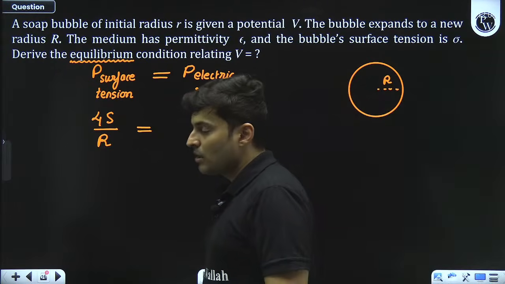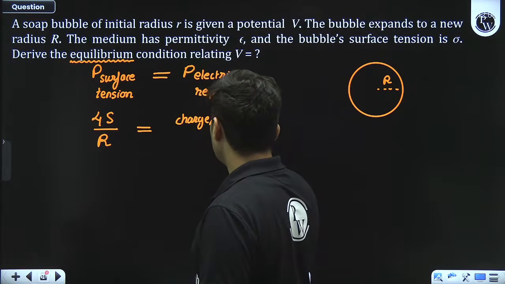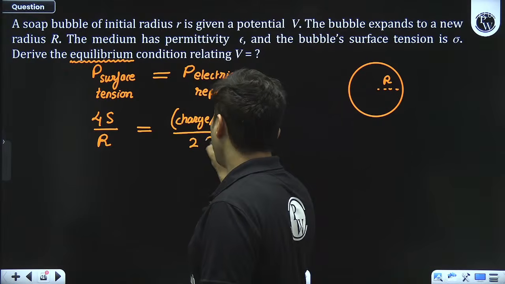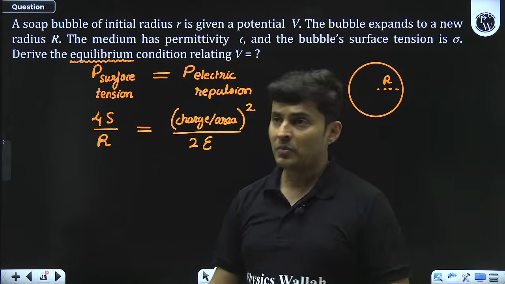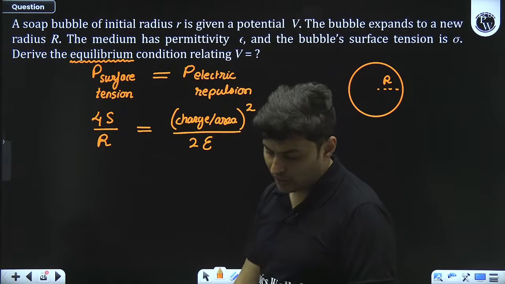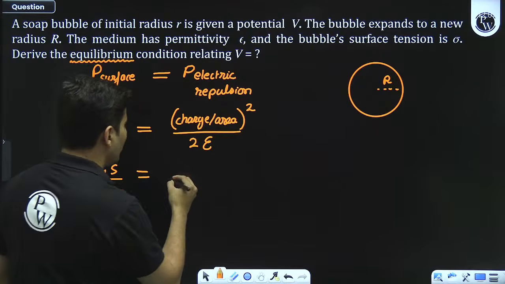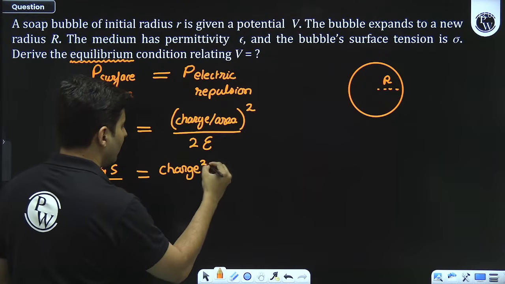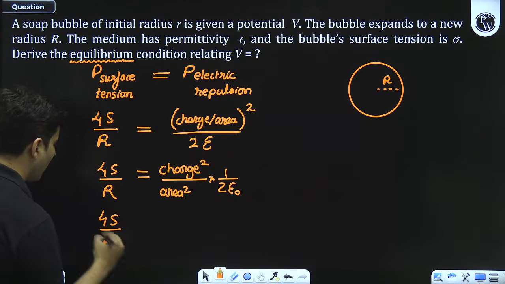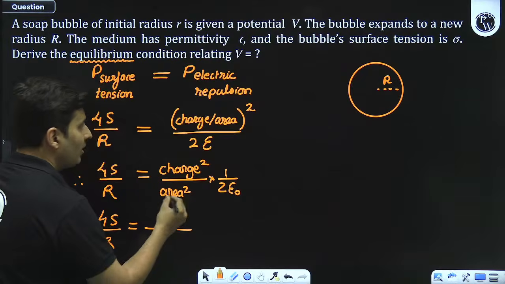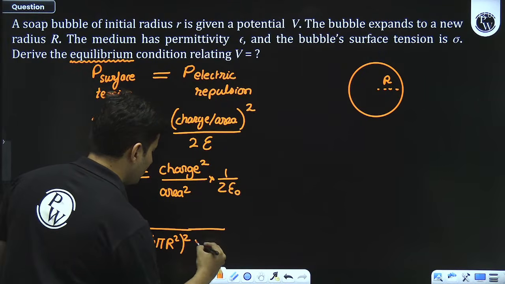Electric repulsion, what is the pressure formula? The formula is nothing but the charge per unit area, which is the surface charge density, whole square, by 2 epsilon naught. Do you remember this formula? That was what I was telling. You need the formula recollection. So my dear warriors, over here, this is 4S by capital R. This is charge per unit area. So this will be nothing but charge square divided by area square, times 1 by 2 epsilon naught. Area is nothing but 4 pi R square. So this will be 4 pi R square whole square, and this multiplied by 2 epsilon naught.